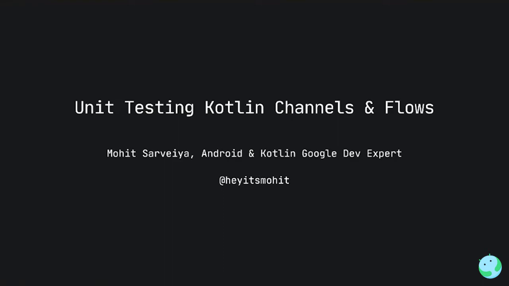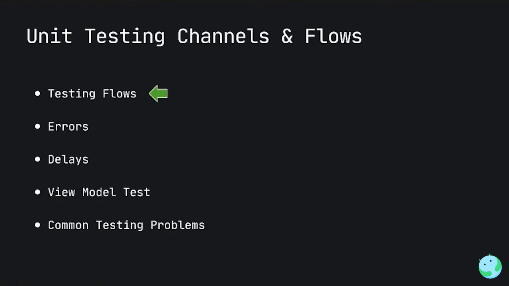And in this presentation, what I'm going to share with you is some simple examples of testing flows, and how you test errors and delays. We'll also share with you some common testing problems you may encounter. For this presentation, I will assume that you know a little bit about what coroutines are and a little bit of what channels and flows are, the basics. So how do you go about unit testing flows?